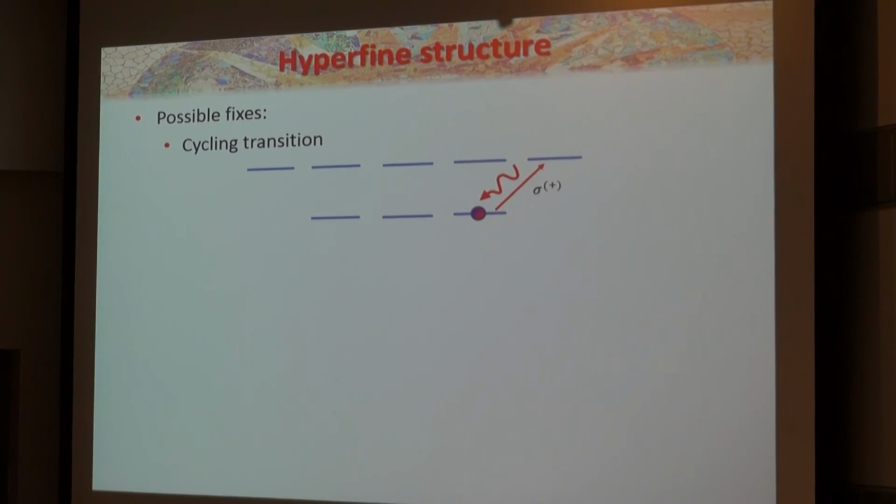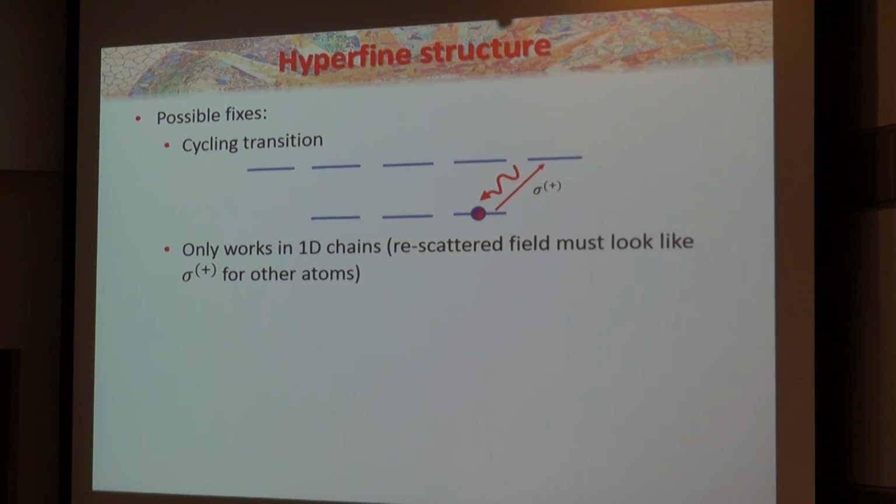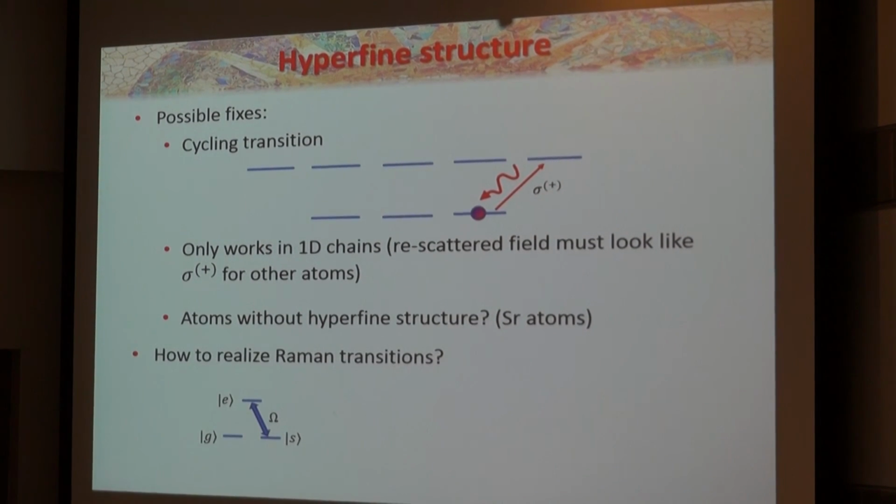Okay. So there's a few possible fixes for that. You can try to employ a cycling transition, so that really makes your atom look kind of 2-level, as close as possible. That only works, unfortunately, for 1D chains, because even when you start on a cycling transition, when an atom emits a photon, you have to guarantee that emitted photon still looks sigma plus to the next atom that's trying to pick it up. Okay, so that works in 1D, but if you have atoms in all different directions, the polarization gets completely scrambled. So one possibility is maybe instead of using your normal alkali atoms, you can find fancier atoms without hyperfine structure, like strontium atoms.